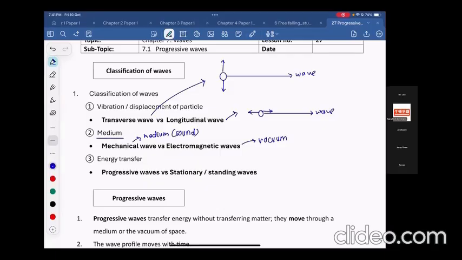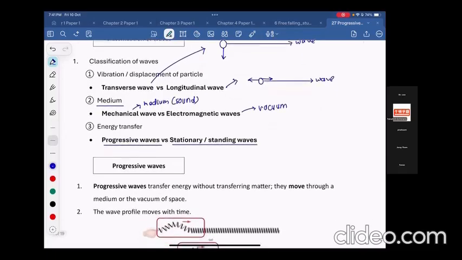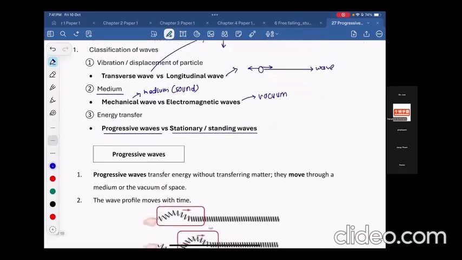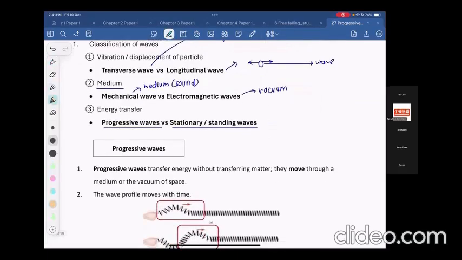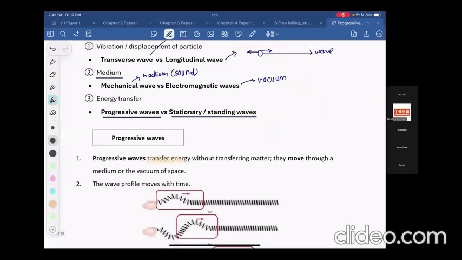So today we talk about energy transfer. It's a new thing for us. It can be divided into progressive wave and stationary wave, or we call it a standing wave. What is the difference? This first sentence is very important, maybe you can highlight it: progressive wave transfers energy without transferring the matter. But for stationary wave or standing wave, there is no net energy transfer.